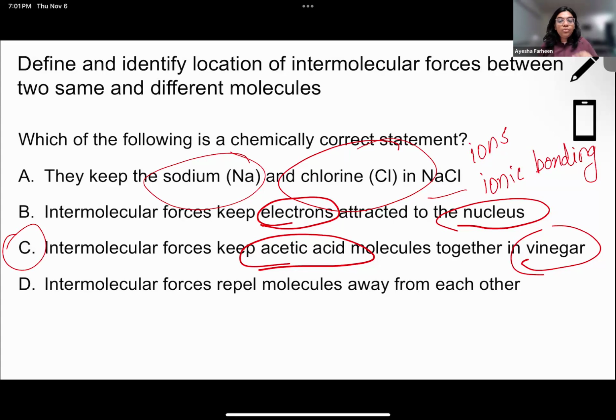So intermolecular forces repel molecules away from each other. We did talk about how the molecule needs to reorient itself so that the partial negatives and partial positives are attracted to each other. So it's not a completely correct statement because intermolecular forces tend to keep molecules together, but with the reorientation that the molecule has to do, obviously the partial charges that are the same will repel each other. So it's not entirely correct. So we're going to go with C.